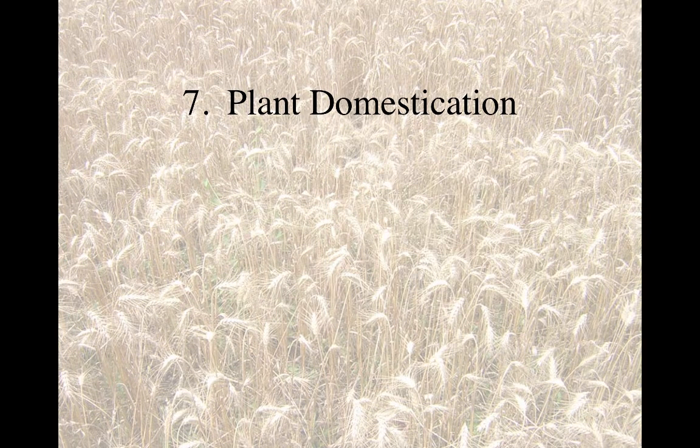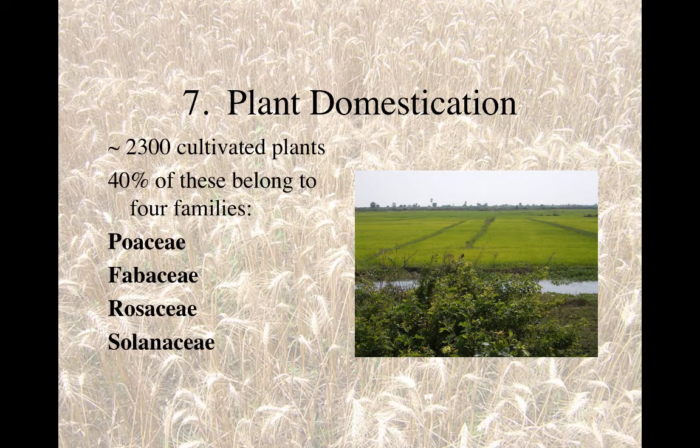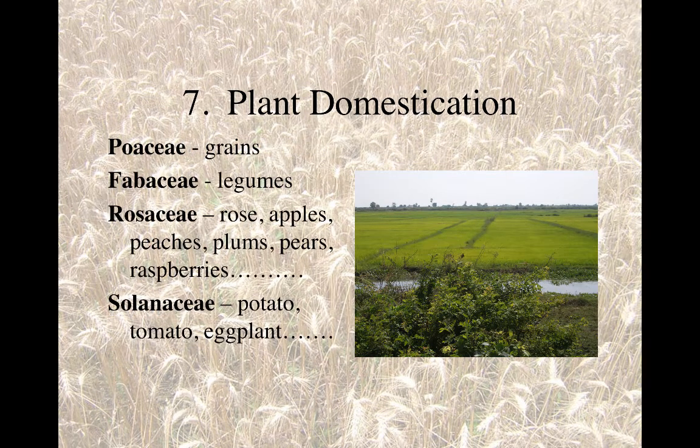And then we can talk about plant domestication, about just some stats. So there's about 2,300 cultivated plants, but 40% of them belong to 4 families. And so this is why we concentrate on certain families in this course. The grass family, the bean family or pea family, the rose family, and the Solanaceae family. If you take a look at the Poaceae, they're the grains. Fabaceae are the legumes. The Rosaceae contains all sorts of yummy stuff, including apples, peaches, plums, pears, raspberries, strawberries, blackberries, yada yada. So good. Plus roses, of course, in the Rosaceae.